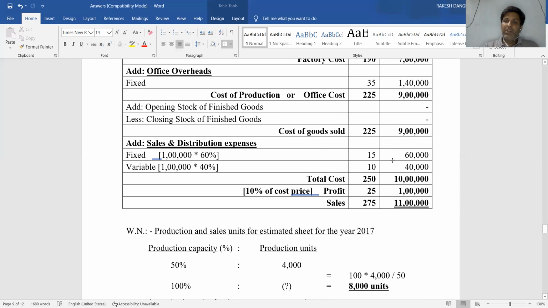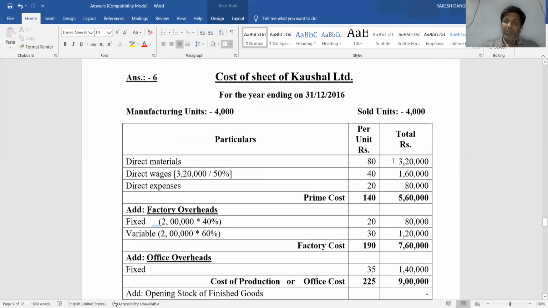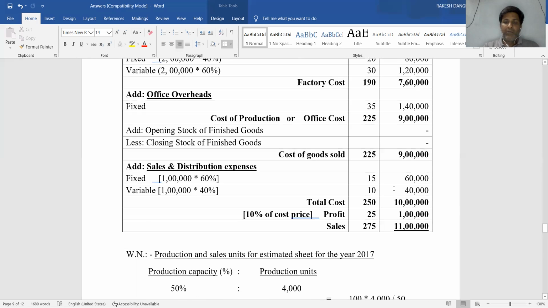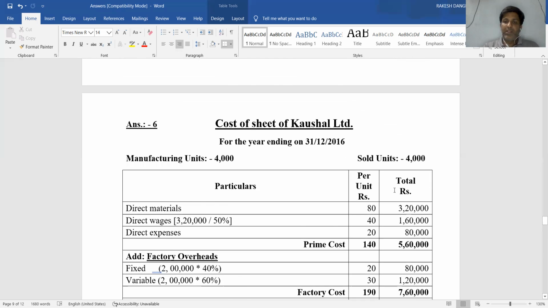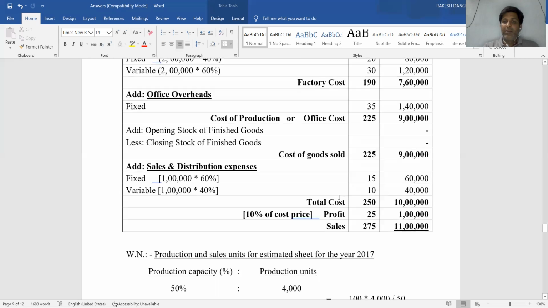So 60,000 divided by 4,000 sales units is 15. 40,000 divided by 4,000 sales units is 10. Now this sales and distribution expense is added into cost of goods sold. Then we get total cost of rupees 250 unit wise, and in total amount it will be rupees 10 lakh.